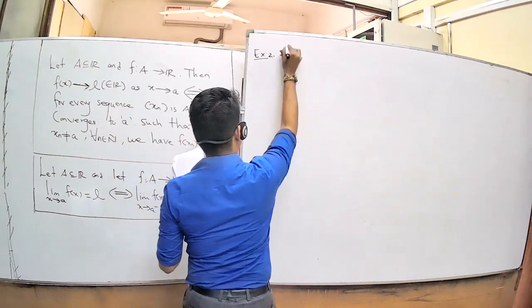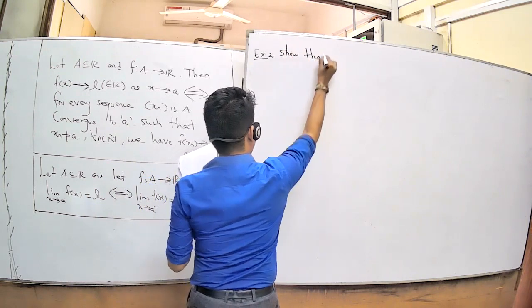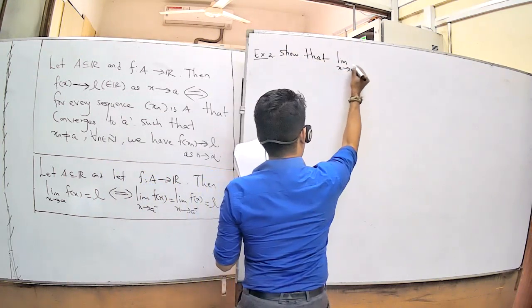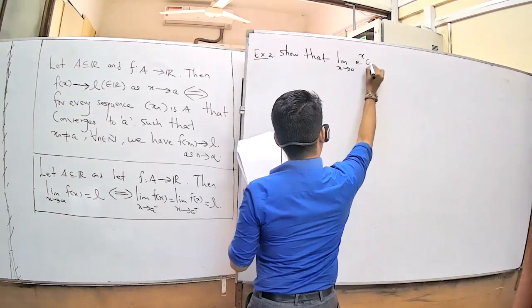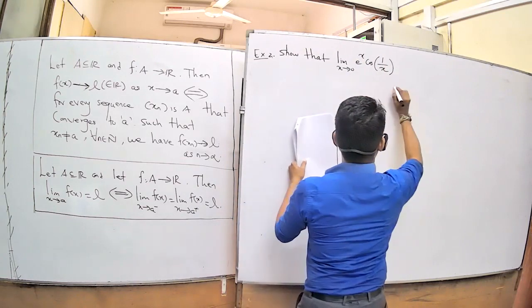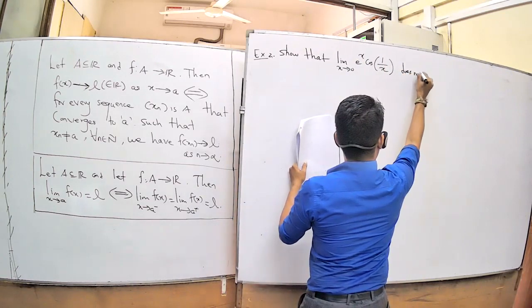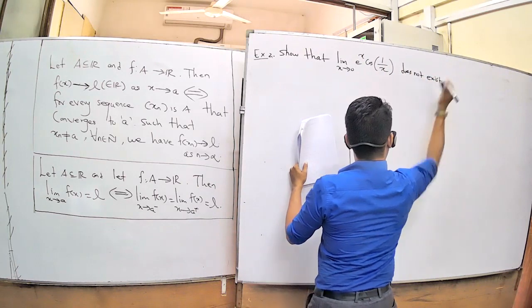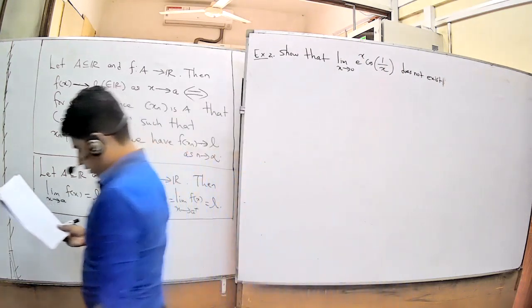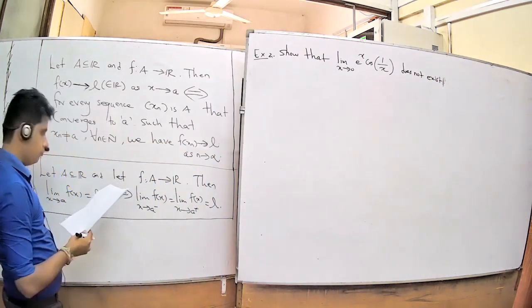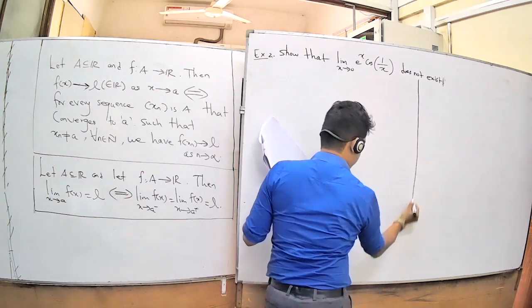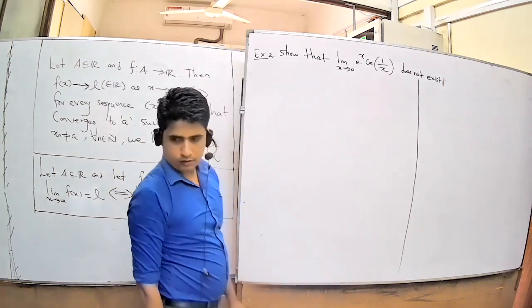the limit as x tends to 0 of e power x cos 1 over x, this limit also does not exist. Okay, does not exist. Right, we'll do it now.